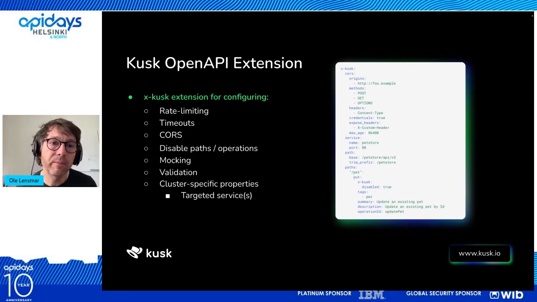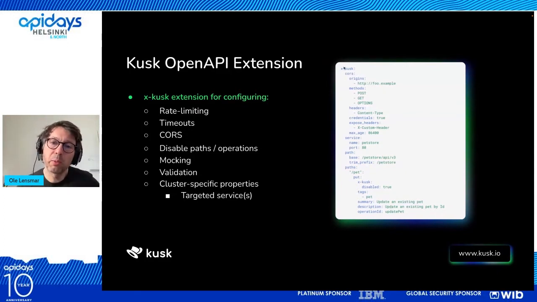Okay. And the way it does this, as I've alluded to before, and as other gateways do too, is that we have an x-kusk extension that you would add to your OpenAPI definition, which allows you to specify things like rate limits, timeouts, and CORS. You can disable specific paths or operations. You can enable or disable validation and mocking. And of course, there are also some configuration options which are more related to the cluster configuration or the operational aspect. So you can see here to the right, this is just an excerpt from the legendary pet store OpenAPI definition.